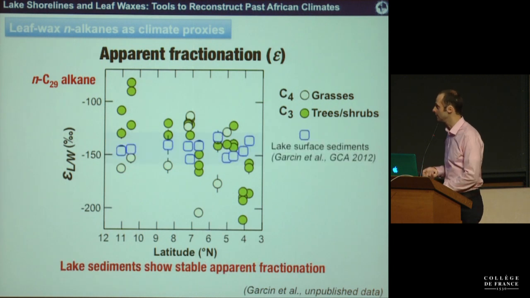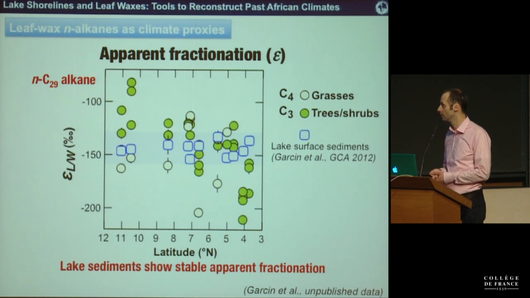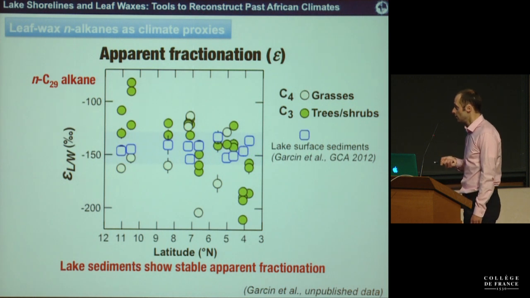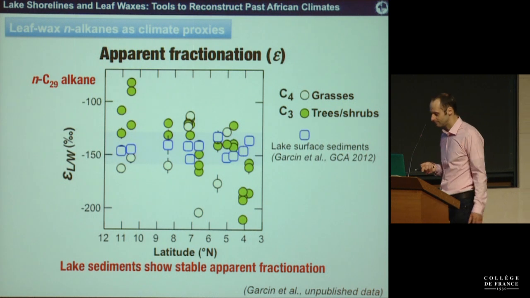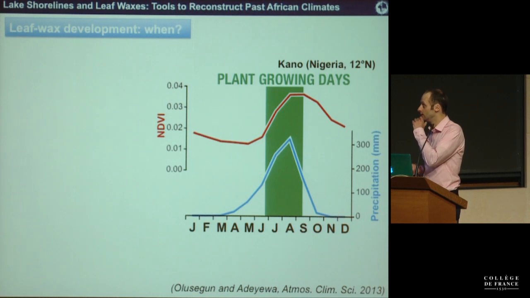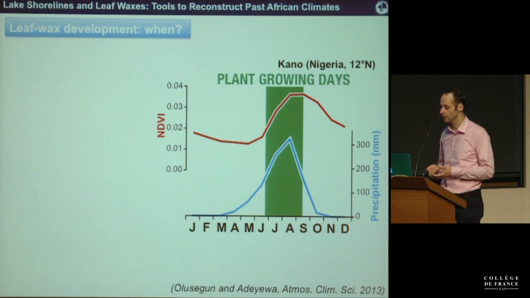Now, when we look at the sediment, we have a completely different picture. In fact, the sediment seems not to record these evaporative trends that we are seeing with the plants. They show almost a flat line. So why is it the case? We need to think about when the leaf wax develops. So first, when are the plants developing in a dry ecosystem of tropical Africa?